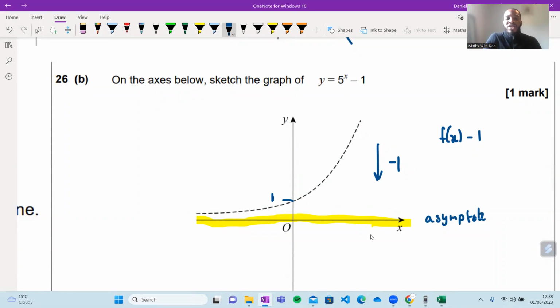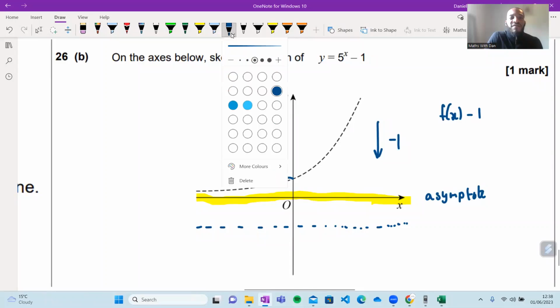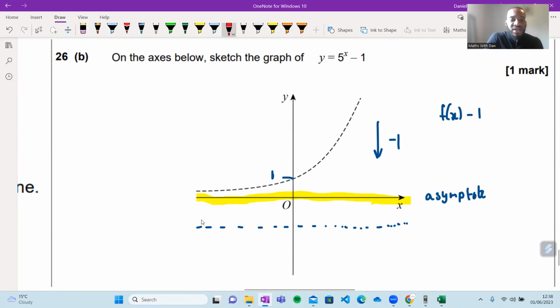So what will happen is if everything shifts down by 1 unit, this is going to shift down too. So now the new asymptote would be here, right? It would be at -1, isn't it? Yeah, like this, like that. And then the graph will just go through this. I'm going to do it in a different color here. It will just be like this, right?